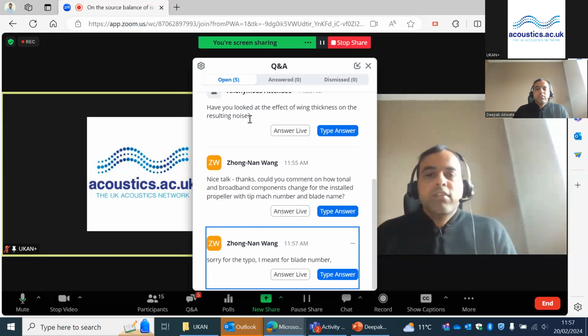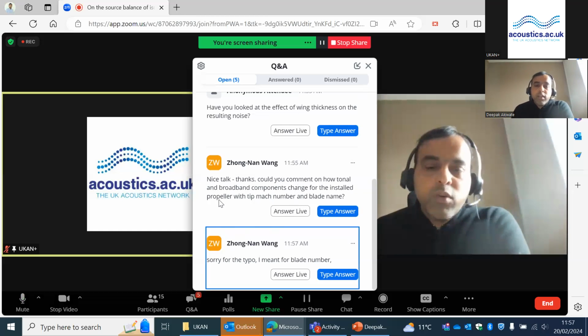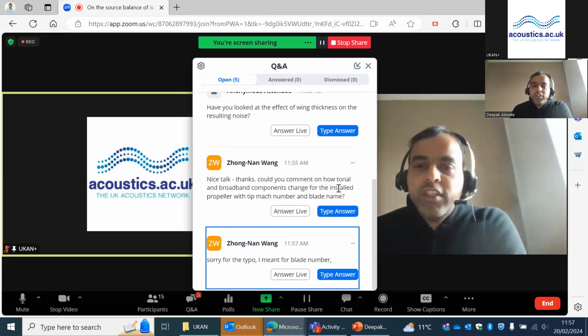So, okay. So you mean installed propeller with the tip Mach number and the blade... What was the question? Could you please comment on how the tonal and broadband components change for the installed propeller with tip Mach number and the blade number?